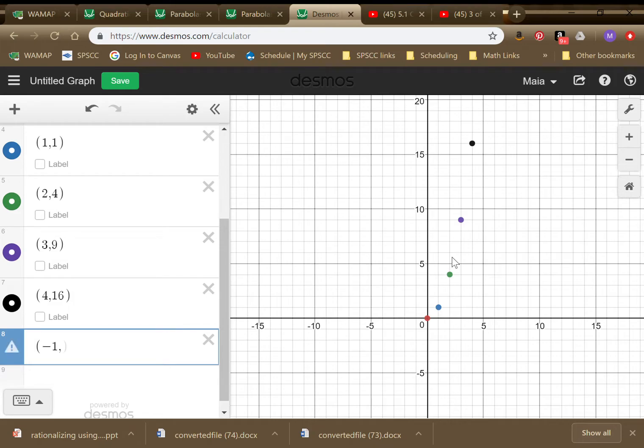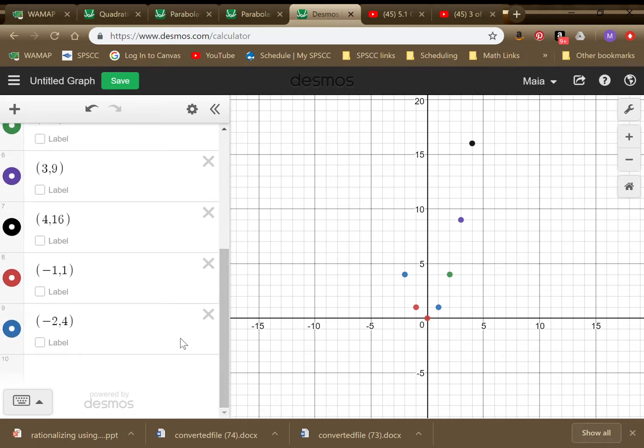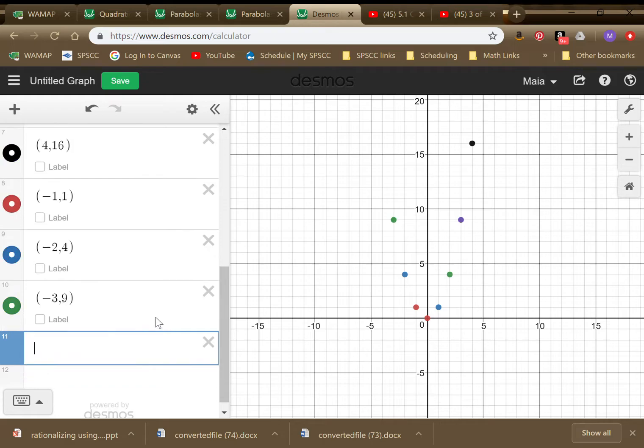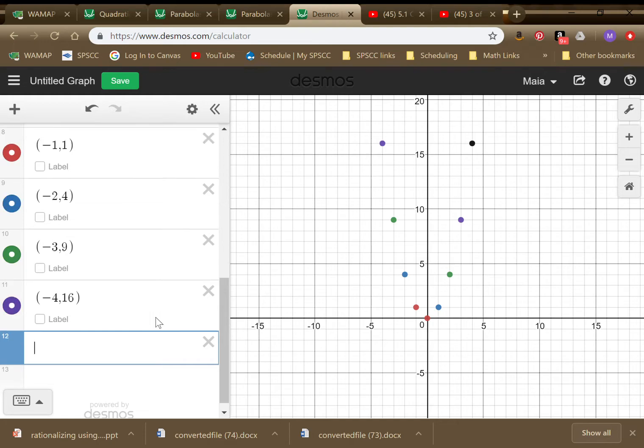If x is negative 1, when we square it, we're actually still going to get positive 1. If x is negative 2, when we square it, we still get positive 4. If you look at the equation, notice we're never going to get a negative y value. 0 is the smallest thing I can possibly get when I'm squaring, because anything else will end up being positive. Just a couple more. Negative 3 gives us 9. Negative 4 gives us 16. Okay, and I think we're getting a pretty good rough shape going here.